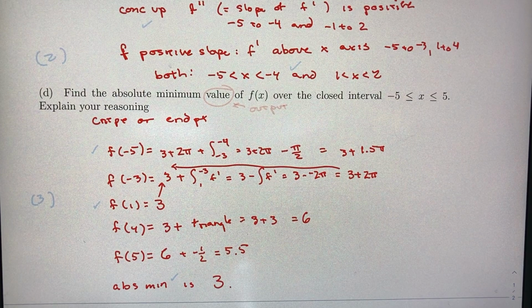Okay, be careful. Absolute minimum value is the output. Value is output. If they ask for the time, you say it's at time 1.